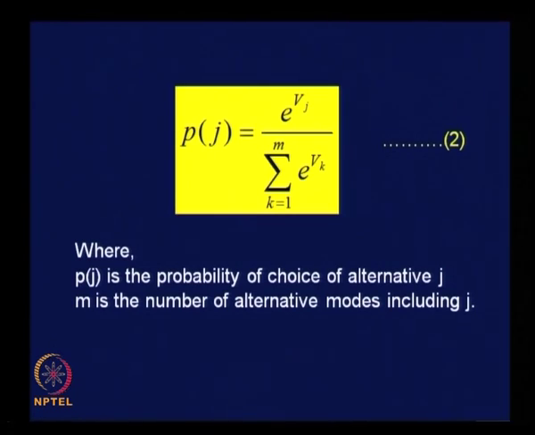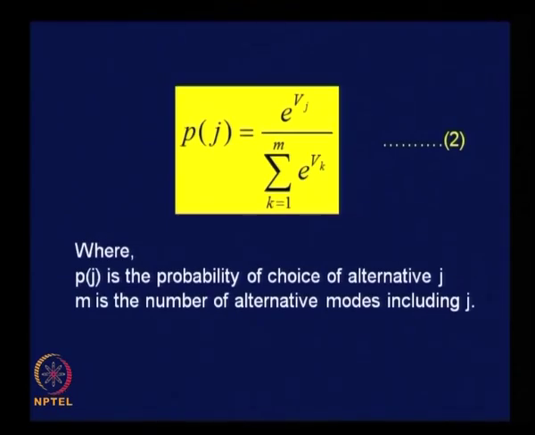If there are only two modes available for travel, then we can write P1 to be equal to e power V1 divided by e power V1 plus e power V2, isn't it? Or P of 2, probability of choice of 2, will be e power V2 divided by the same denominator e power V1 plus e power V2.